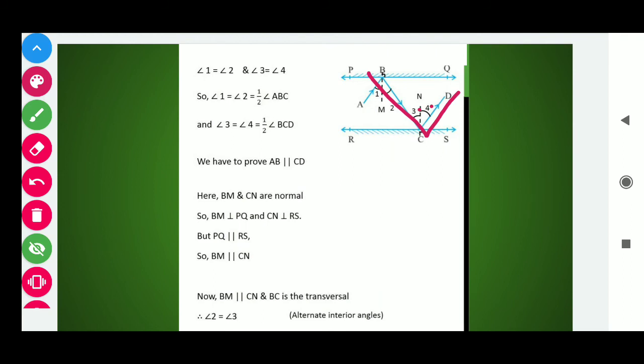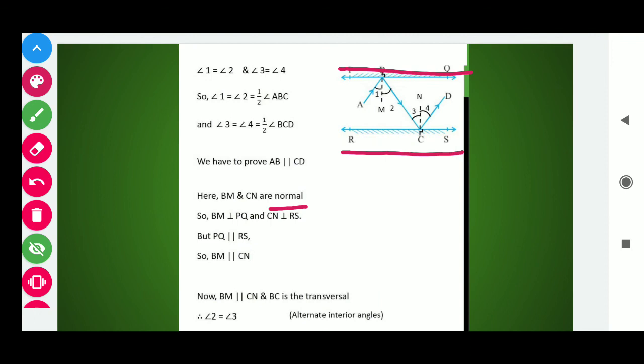Students, when we add angle 1 and angle 2 together, the total angle becomes angle ABC. Okay, in this way we can write angle 1 is half of ABC and we can also write angle 2 is half of ABC. Similar results are used here. We have to prove that AB is parallel to CD. So here BM and CN are normal. Normal means what? Normal means perpendicular lines. BM and CN both are perpendicular lines. BM is perpendicular to PQ and CN is perpendicular to RS.